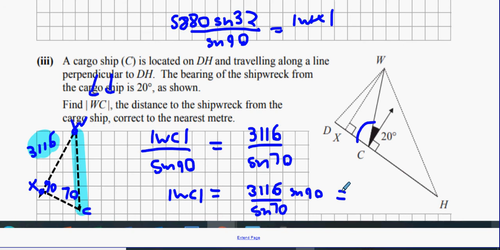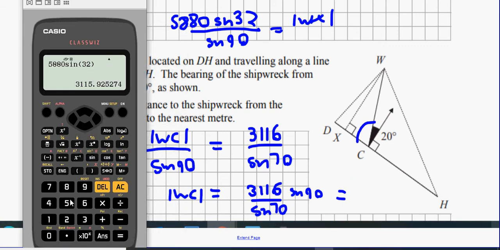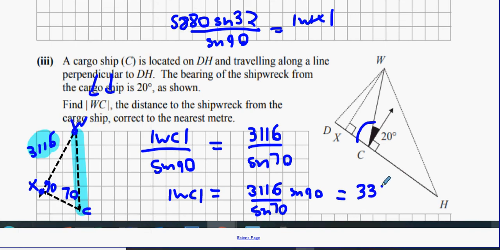Anybody also get 3116? Did you? Yeah, I'm confused with that. 3116 sine 90 is 3116, and then divided by sine 70. There we go. What's the nearest meter? It's actually a different answer. 3300 and. Yeah. We cool with that?